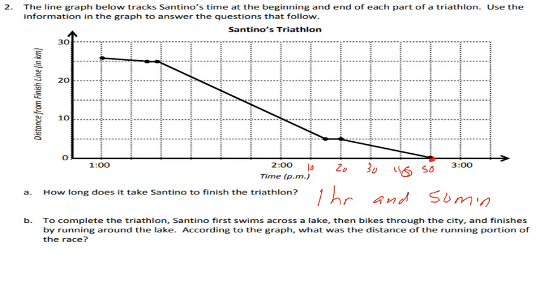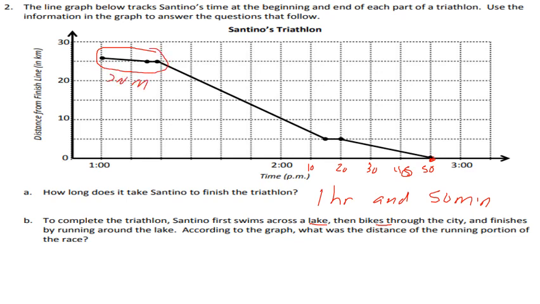Now, if you think about this, he has to swim across the lake, then he rides a bike, then he finishes by running. Okay? So, time-wise, we can figure out how long it would take him to do things. So he first swims across the lake, which would be represented right here. He's swimming.